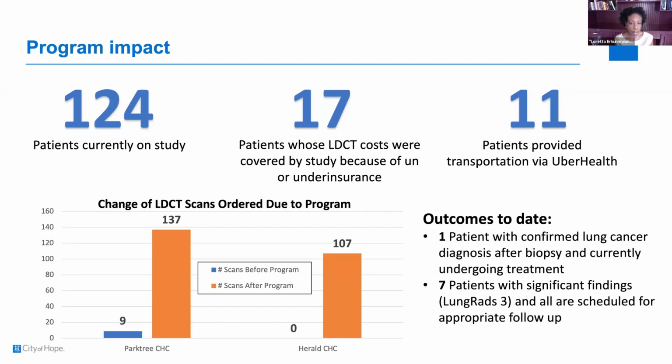And you can see on the bottom left that prior to our program, only about 9 low-dose CTs for lung cancer screening were ordered the year prior to our program. And then after that, at one of our FQHCs, it's gone up to 137. And then on the right, you see that at one FQHC, there were no low-dose CTs that were ordered prior to our start, and then 107 after. And to date, we've had 1 patient with lung cancer who will be undergoing resection soon, and then 7 patients who had Lung-RADS 3 and are scheduled for follow-up.